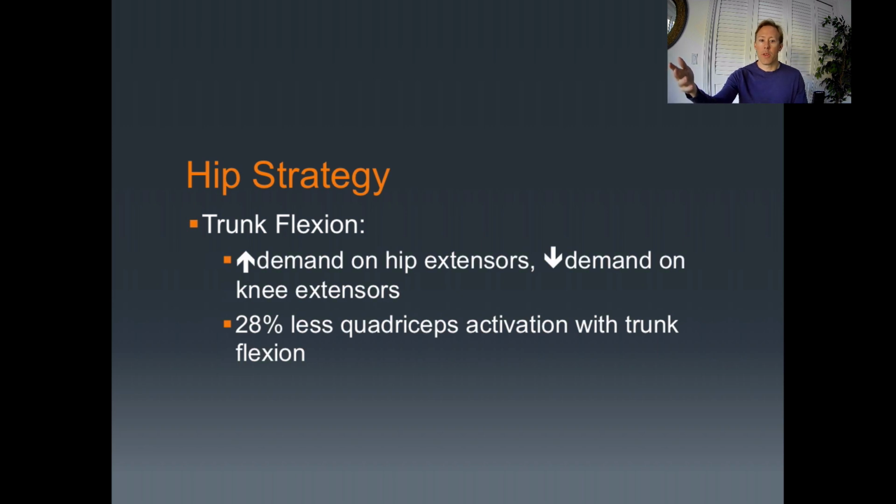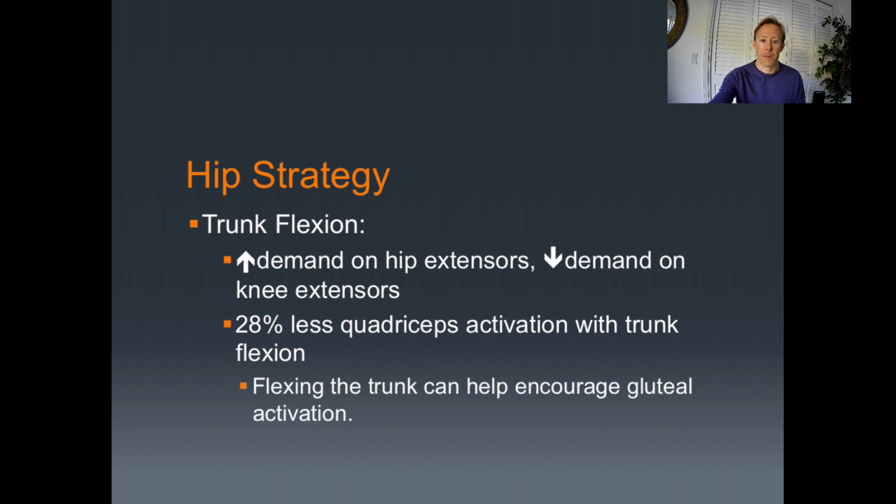So actually they've shown that when you lean the trunk, there's 28% less quadriceps activation. I don't have the exact angle that they had people lean in this study, but just know, I think from an application standpoint, that leaning the trunk can help reduce quadriceps activity, which can help reduce stress on the knee, especially the anterior knee. And like I said before, flexing the trunk helps to encourage activity in the hip extensors, and especially things like gluteus maximus because of its huge hip extensor role.